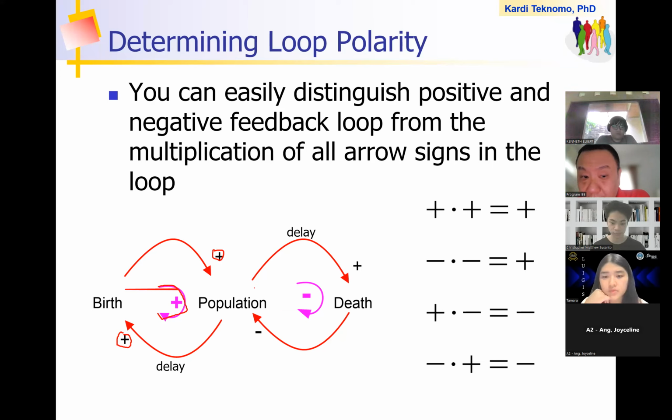Okay. Now the same thing. The more population, of course, the more death, right? This is positive. And the more death will reduce the number of population. So negative. So positive multiplied by negative, now you have a negative feedback loop. Up to here, is this clear? Clear, okay.